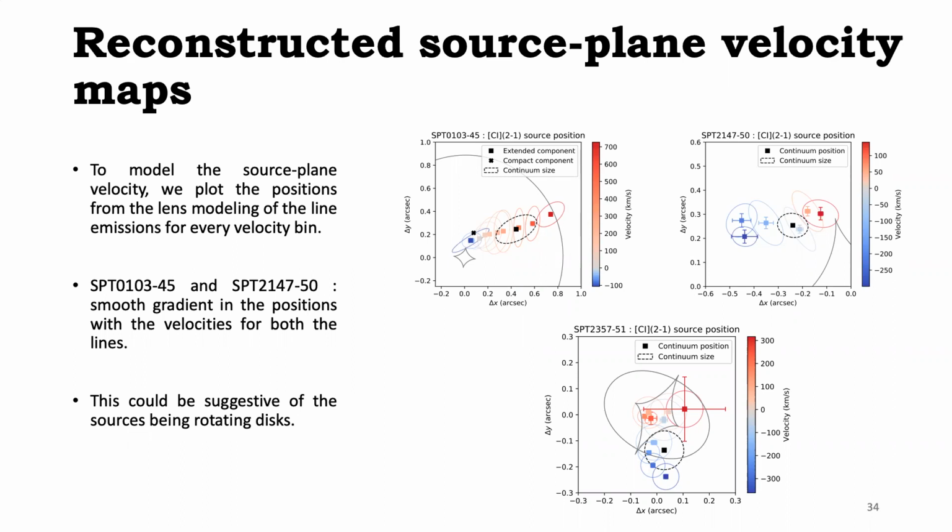So in the case of 0103 minus 45 and 2147 minus 50 in the top panels, we can see some sort of a smooth gradient, which could further help us to conclude that these sources could possibly be rotating disks. On the other hand, in the case of 2357 minus 51, it's a bit more complicated. So we're still not sure if this could be considered a rotating disk, but it's slightly hinting towards a merging system again.